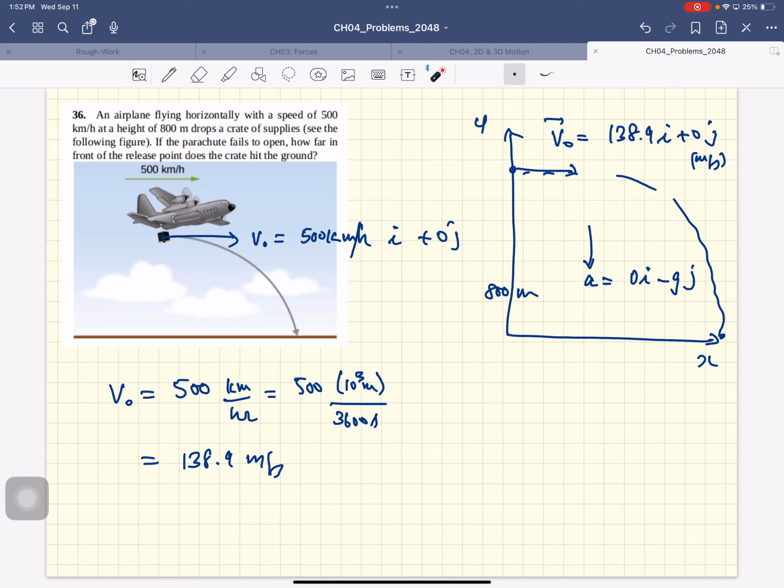If the parachute fails to open, that means this object is only traveling under the influence of gravity. If the parachute had opened, then you would have a force that was comparable to gravity, and then everything goes out the window. Okay. How far in front of the release point does the crate land? So they want you to calculate the horizontal distance. Again, the horizontal distance depends on the launch speed and the time of flight. We already have the launch speed, so we want the time of flight. And the time of flight is obtained by looking at the y component of the motion. Okay? So let's get the time of flight first.